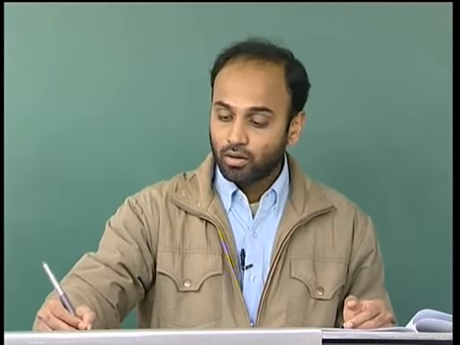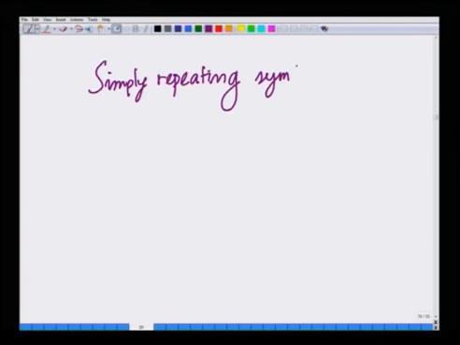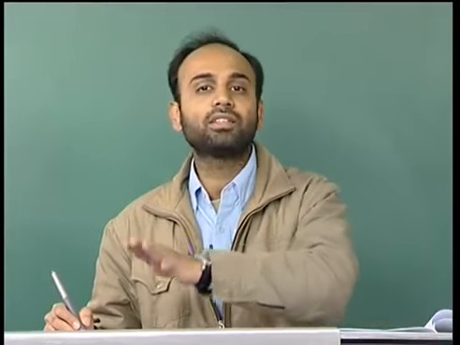So, the idea that I want to bring about here is that simply repeating information symbols does not constitute information. Alright. What is information? Information is new symbols that the receiver has not seen before, which encode information. If I am simply repeating the same symbols, there is no information.